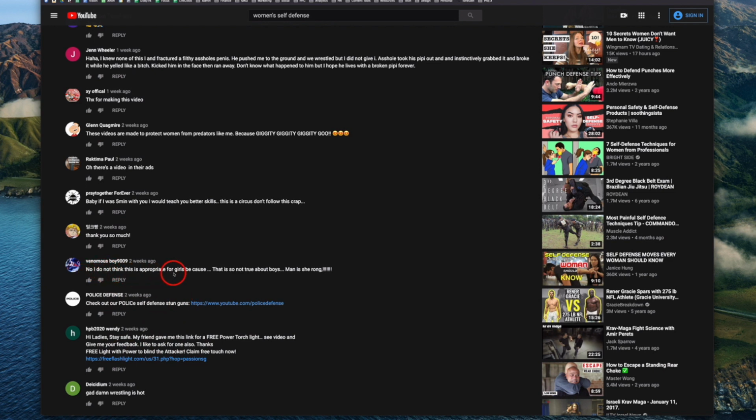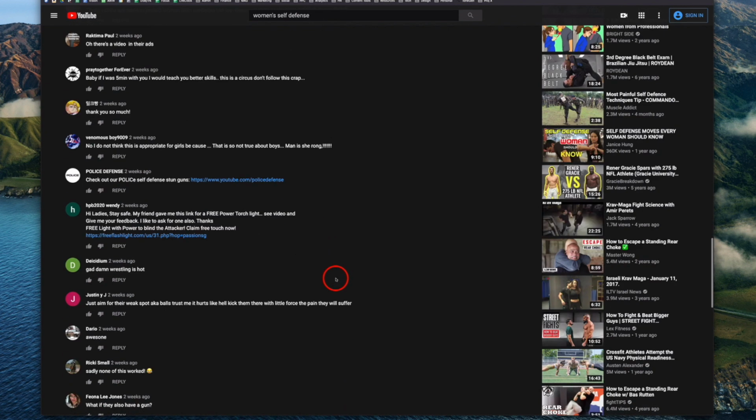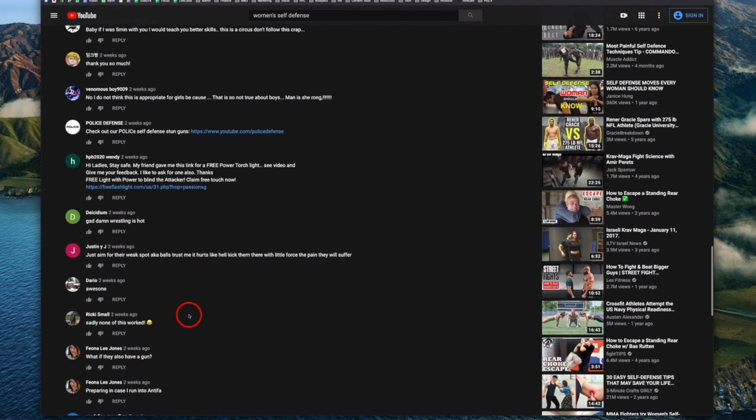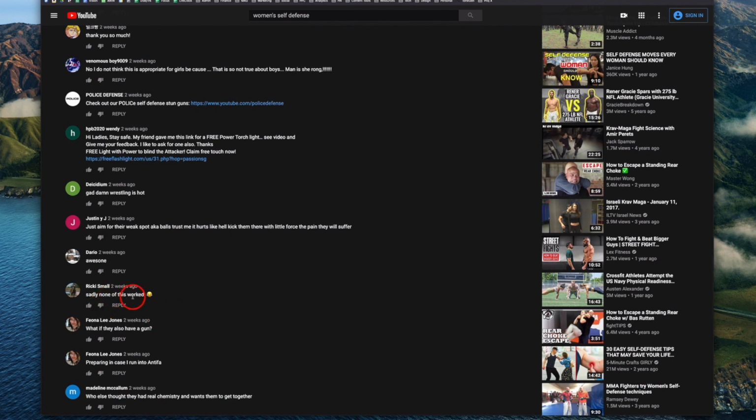Okay, no, I don't think this is appropriate for girls because this is not true about boys, men. Man, is she strong? Is she wrong? Okay, so what is she saying here? Oh, you're a woman. You think, okay, guy's too strong. Whatever. You can't overcome somebody stronger than you. You may feel that way. Let me show you. Okay, so this is the stuff that sadly none of this worked.